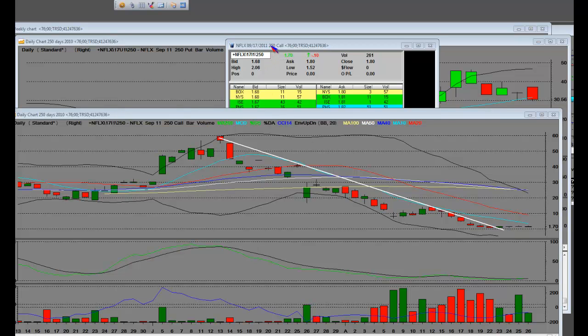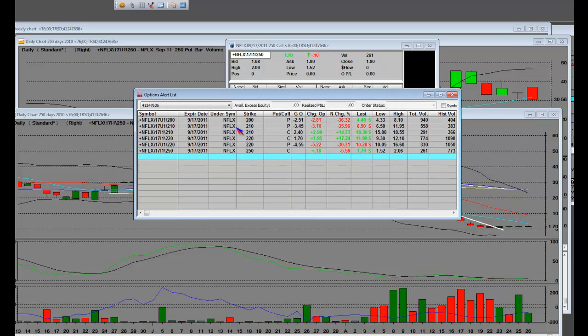But on the other side of the coin, if they do not, well, then Netflix has a lot of trades, and we already have them in the Market Minder. We already have a $200 put where it was, and a $210 put, and a $210 call, a $220 call at the strike price, and a $220 put and a $250 call up and out of the money.